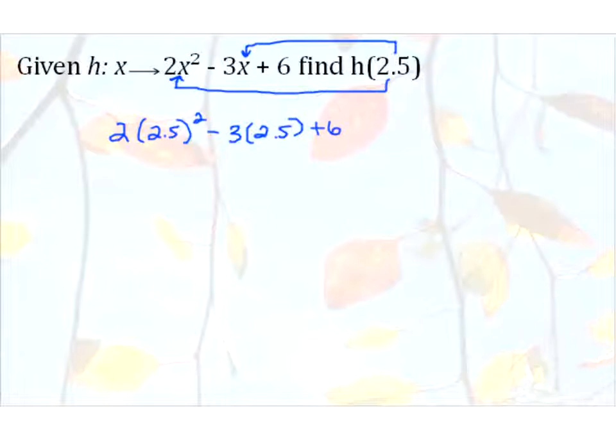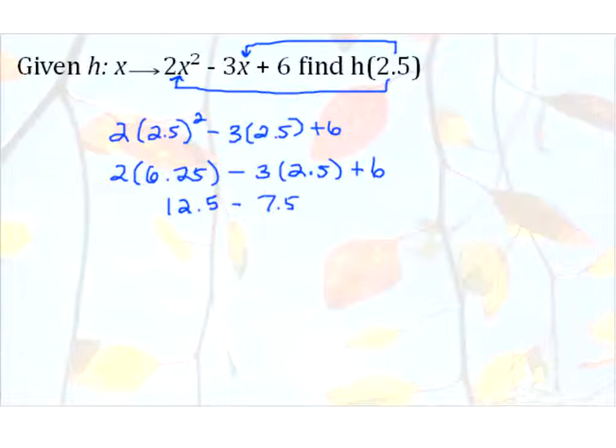All you need to do is make sure that you follow your order of operations. 2.5 squared is 6.25, so I'm going to do my exponents first. Then, if we want to keep going with the steps here, multiplying 2 times 6.25 gives me 12.5, minus 3 times 2.5 gives me 7.5, plus 6. Go in order from left to right, and I'm taking 12.5 minus 7.5, and that gives me 5 plus 6, which is 11.